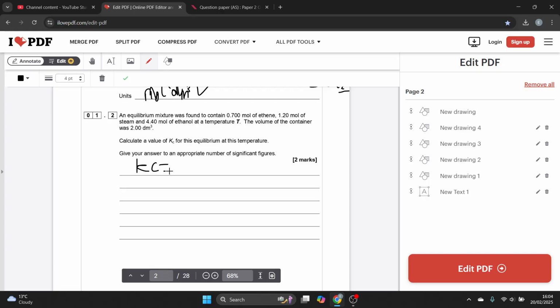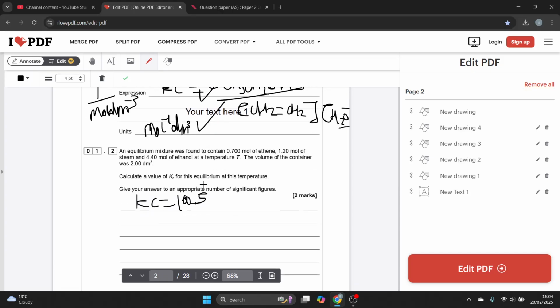Kc, obviously in the exam, show your working out, but you get the point how to do it. And it doesn't ask me for the units, which I thought it would, but no. So 10.5 is only 2 marks.